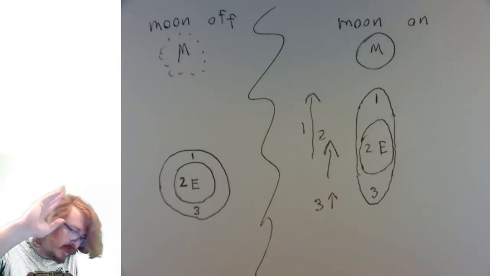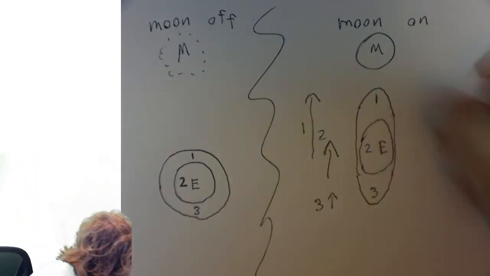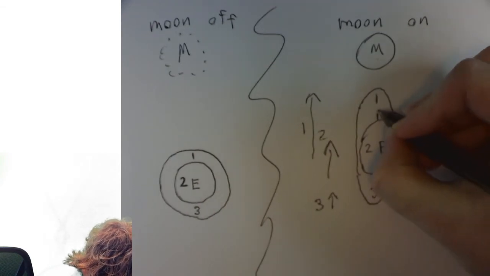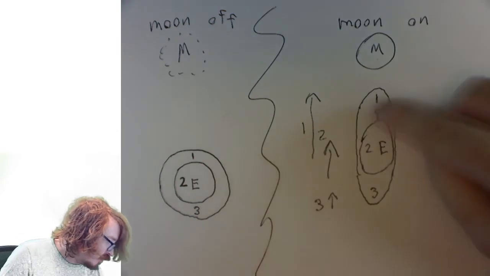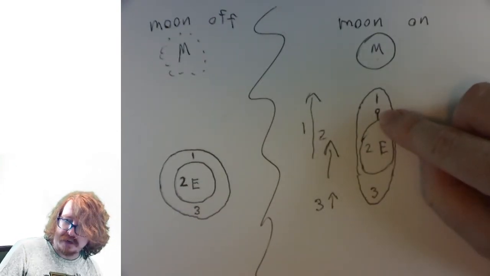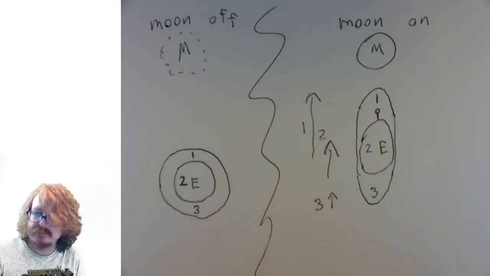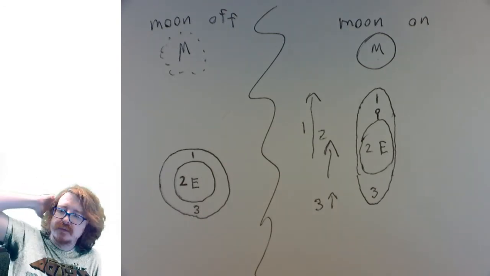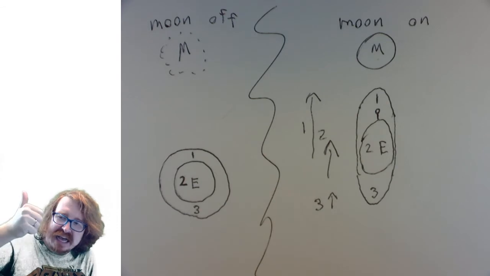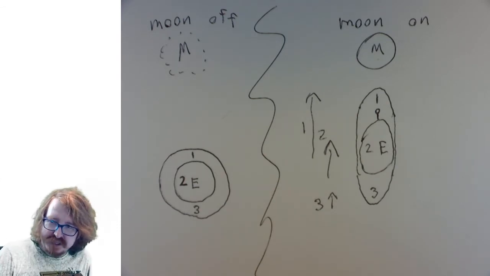Now, here we go. Let's put it all together. If you were standing here, what kind of tide would you have? If that's you, what kind of tide would you have right there? High tide or low tide? High tide. You'd have a high tide if you're standing right there.